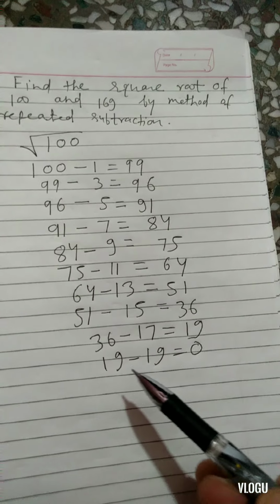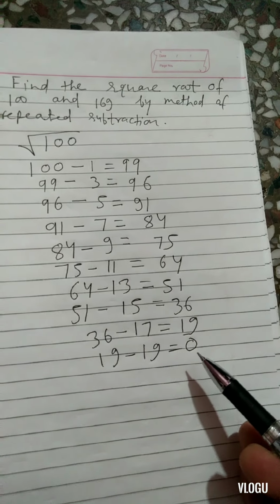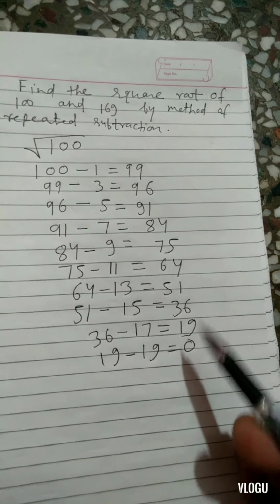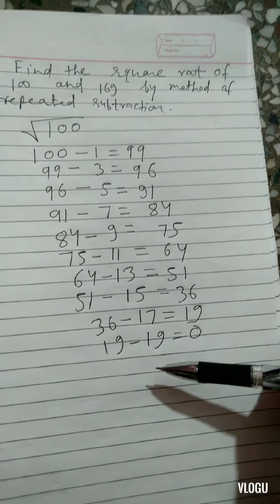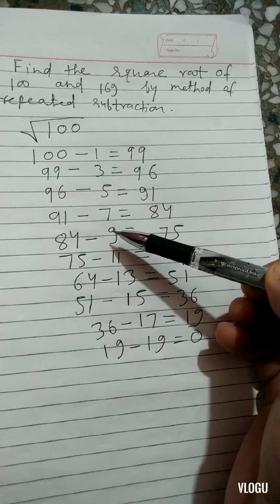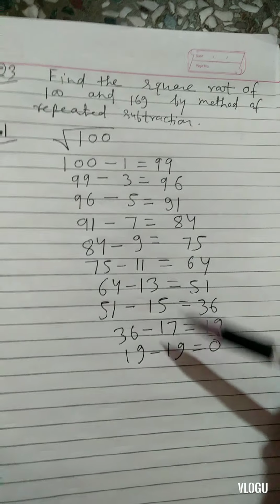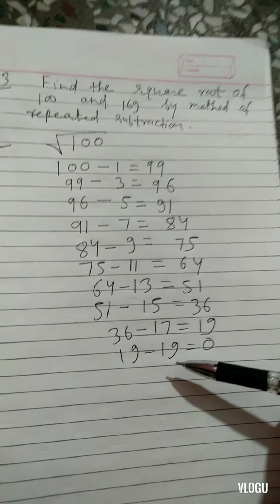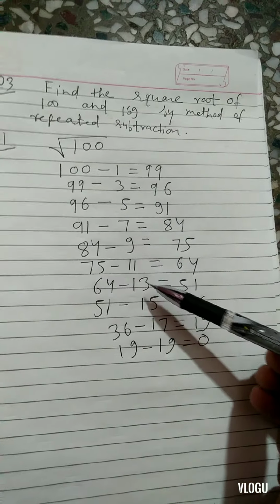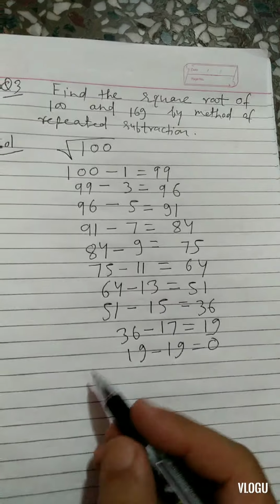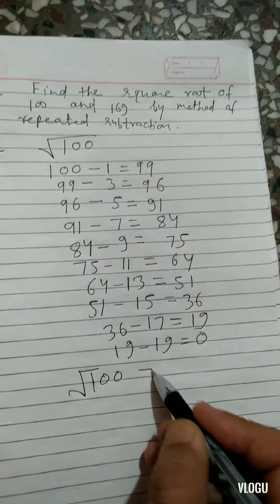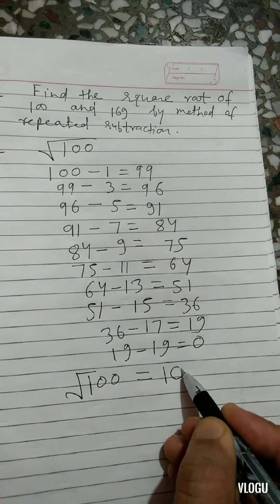You will subtract until you get 0. When you get 0, then count how many times you subtracted. You subtracted 1, 2, 3, 4, 5, 6, 7, 8, 9, 10. You subtracted 10 times. So, square root of 100 is 10.